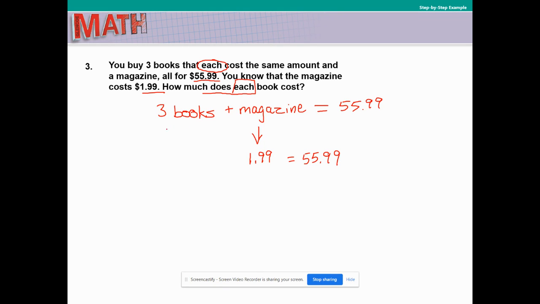Each again means multiply. So if I have 3 books and they each are $5, I would do 3 times 5. So I'm going to do 3 times B. So let's define a variable. Let B equal the price of a book. That's how I define the variable. Now I'm going to use this letter B in my problem. 3 times B plus $1.99 equals $55.99.